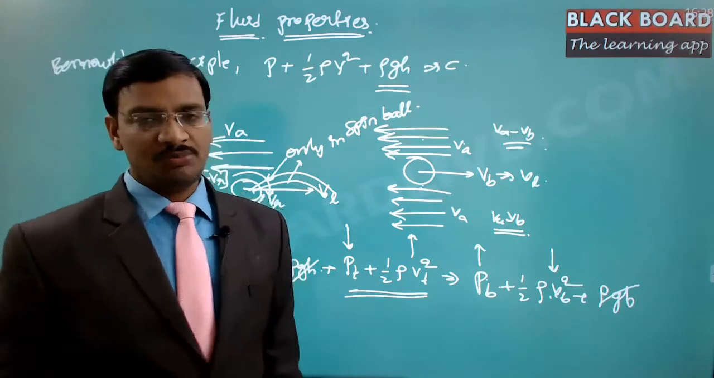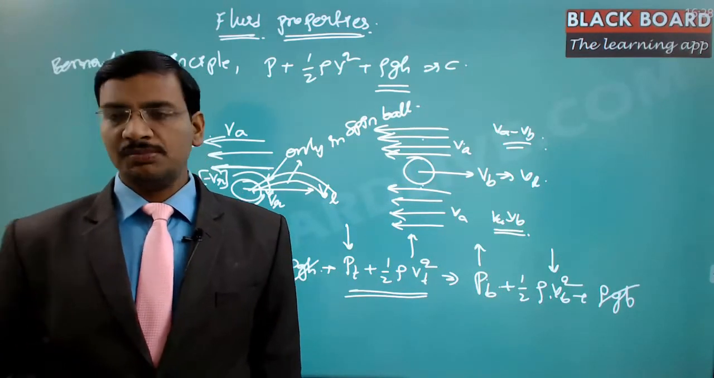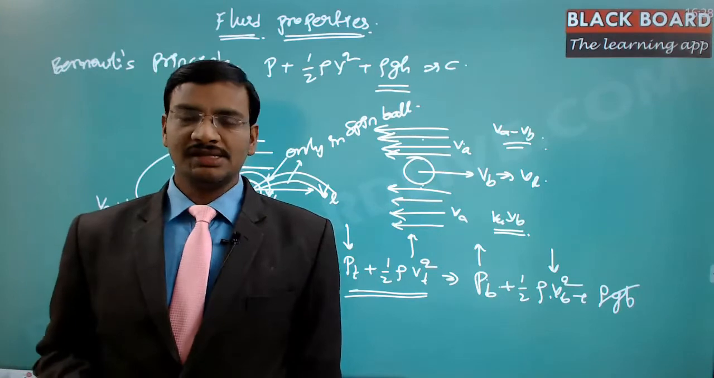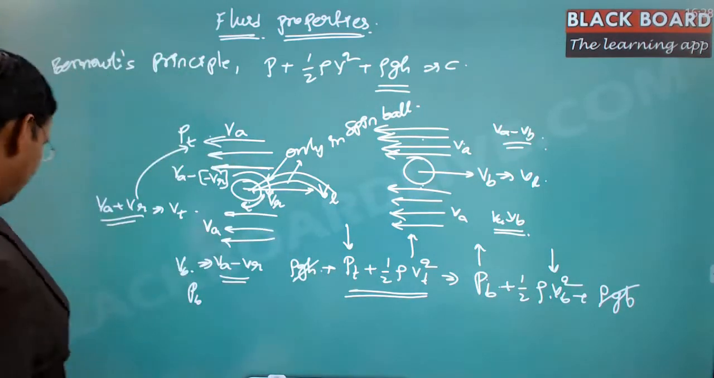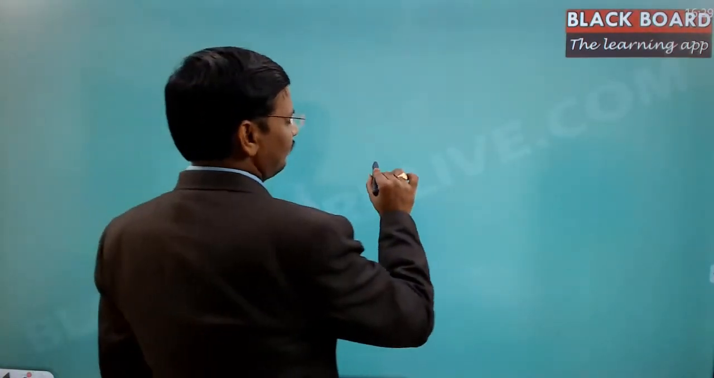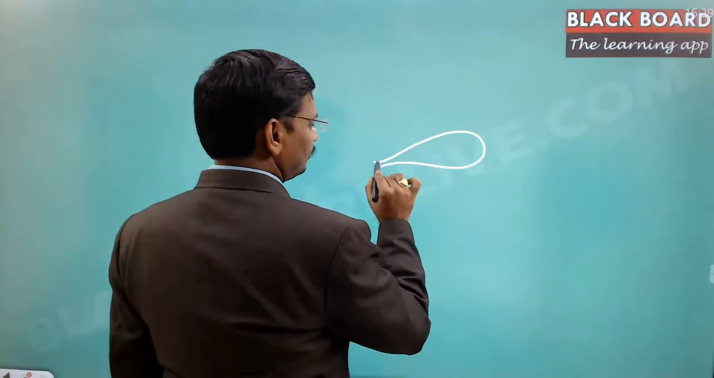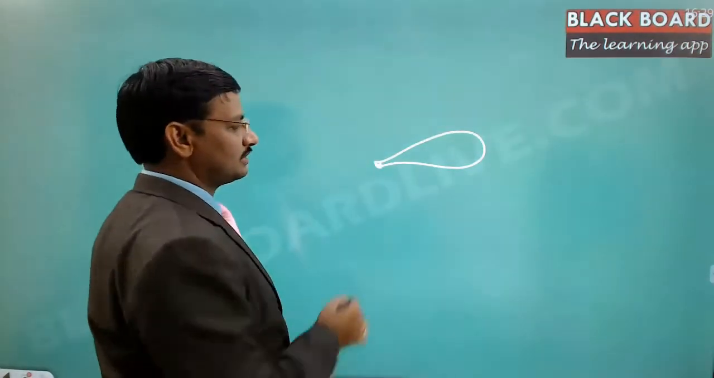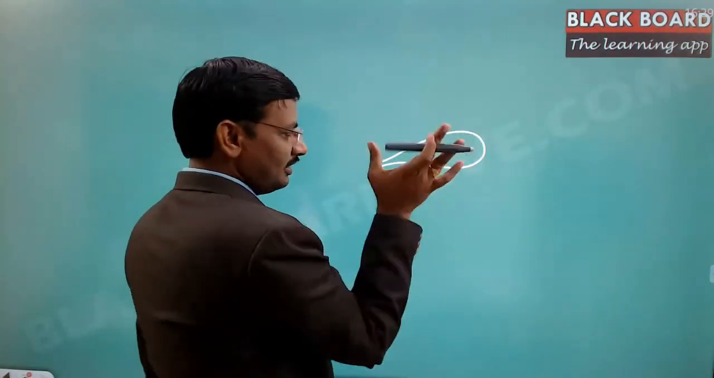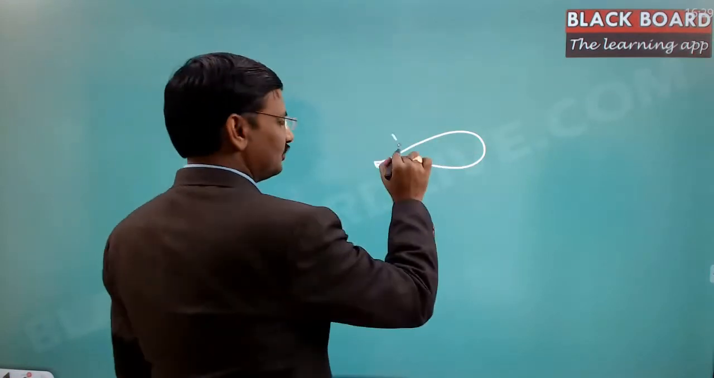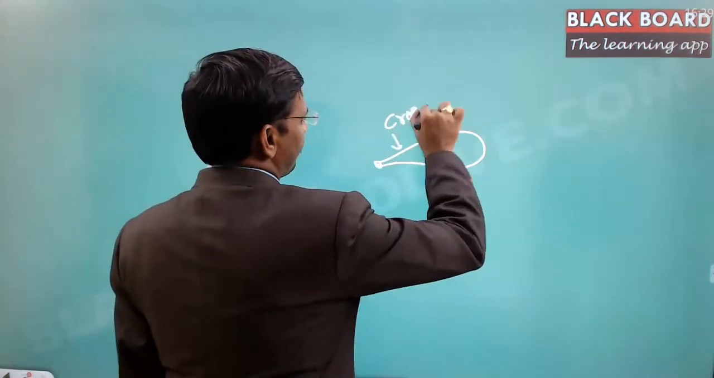So this is one of the applications, right? There are other applications also. Suppose a flight is flying. The area of cross section of the flight wing will be somewhere like this. This is not the flight itself, this is only the cross sectional view of the wing.